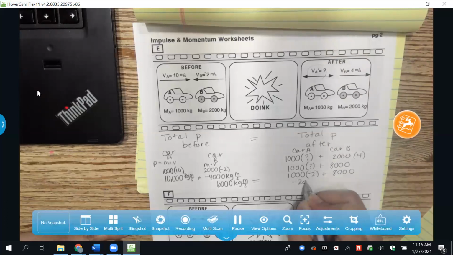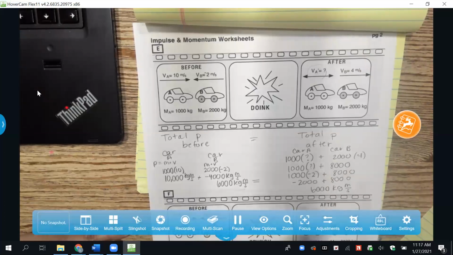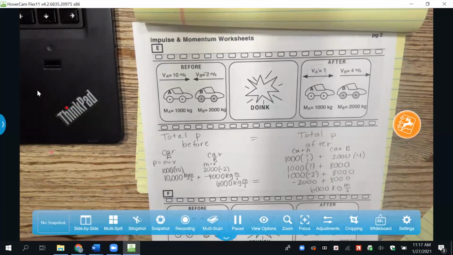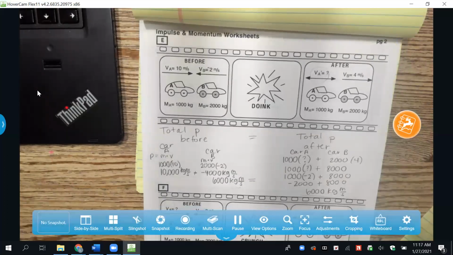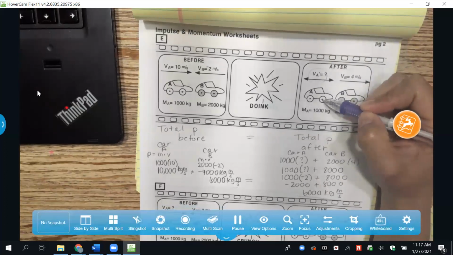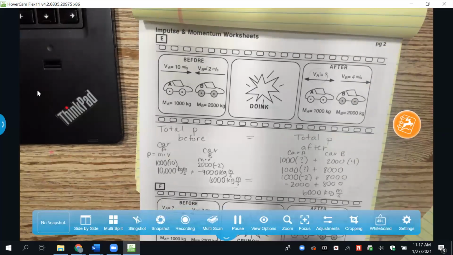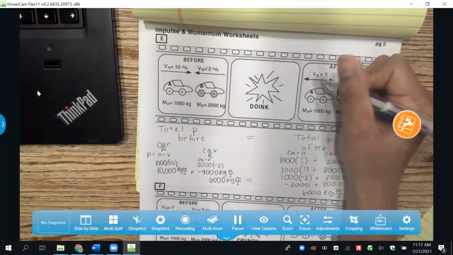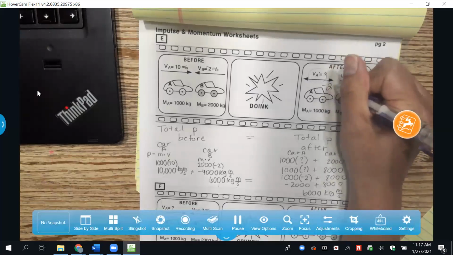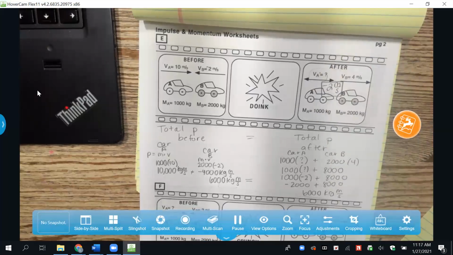So negative 2,000 plus 8,000, and you'll get 6,000 kg·m/s. And so total momentum before was 6,000 and total momentum afterwards was 6,000. But to answer what they're looking for, the velocity of car A after it collides, it was negative 2. That was the unknown. That was what it had to be in order to equal out to 6,000 like it was before the collision. So here your answer is negative 2 meters per second. That was the velocity of the car after they collided.